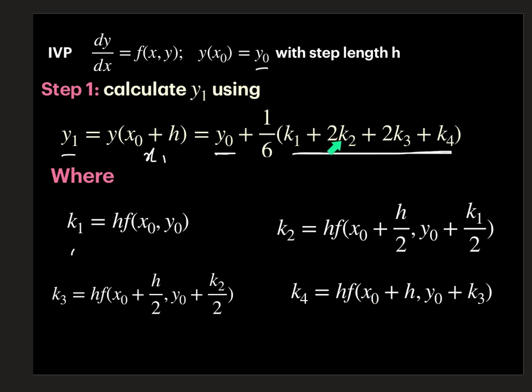And we can also observe in our formula 2 times k2, 2 times k3. That's why here we are taking divide by 2. So for the first one and the last one, there is no 2 times at all, and therefore there is no divide by 2 here. So that's how you can calculate k1, k2, k3, k4, and finally substituting here gives us y1.